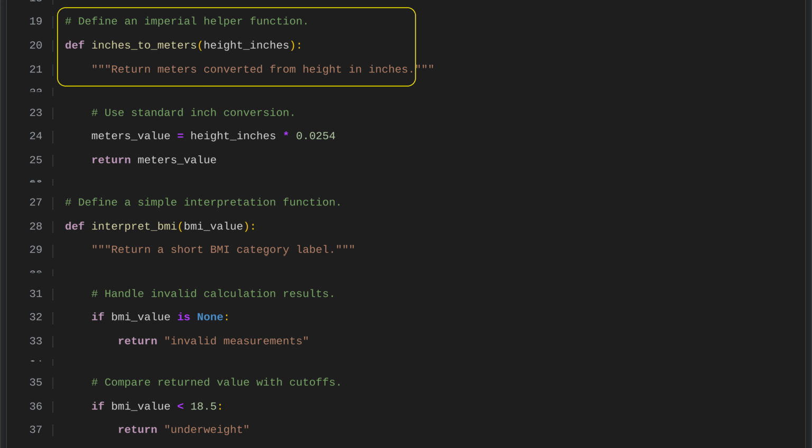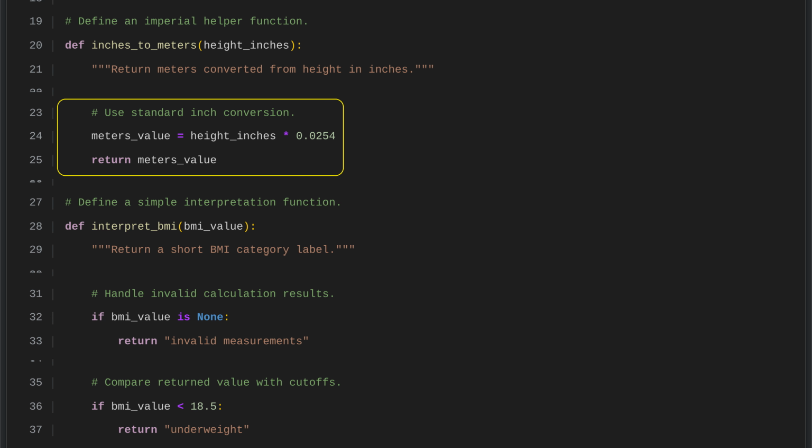The inches to meters function converts a height from inches into meters. It does this by multiplying the inch value by 0.0254, then returns the converted height. The code converts height from inches to meters by multiplying the inch value by 0.0254. It then returns the converted height so it can be used wherever a meter value is needed.